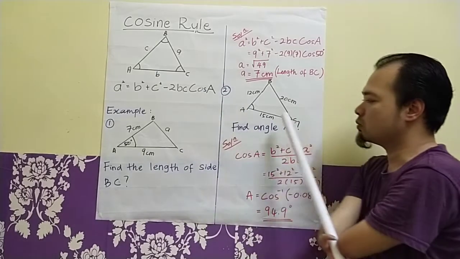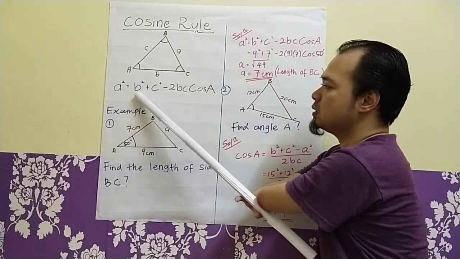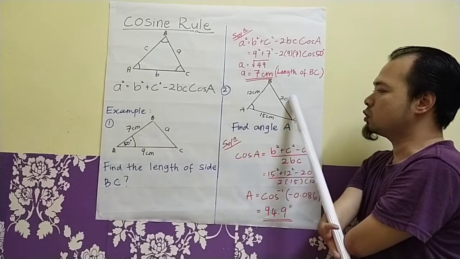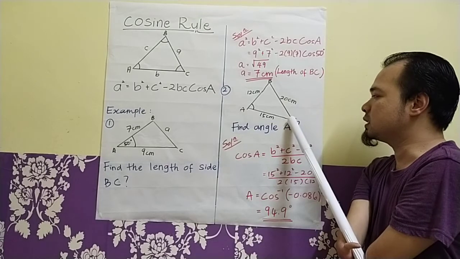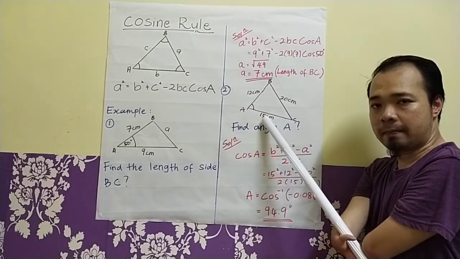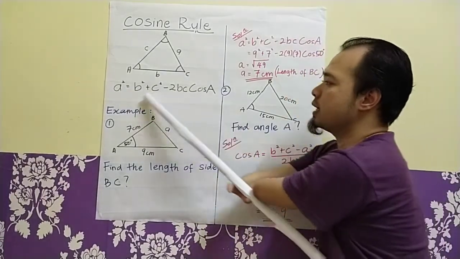Compare with the formula. The formula says there must be A, B, C. If you look over here, the side opposite A is 20, opposite angle C is 12 cm, and opposite angle B is 15 cm.